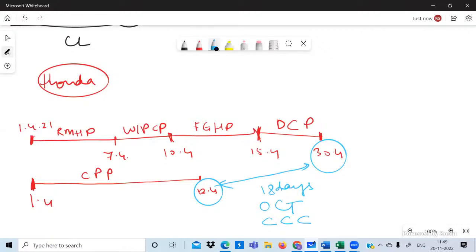Any questions on this, anyone? Any questions, any doubt with the operating cycle time? Any questions on this?